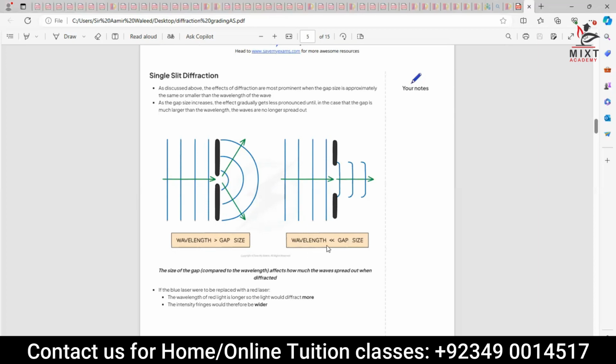If the wavelength is very, very small compared to the gap, or in other words the gap is very, very big compared to the wavelength, then this experiment will not be performed, or you will not see the pronounced effect of it. As discussed above, the effects of diffraction are most prominent when the gap size is approximately the same as or smaller than the wavelength of the wave. If it's bigger, then definitely a time will come when there will not be any diffraction. Or at least the diffraction will be sort of a straight line, as you can see here. So please draw these and write this description.